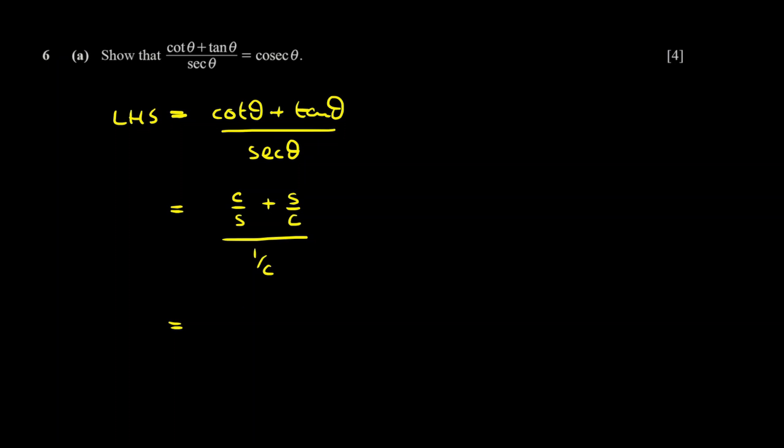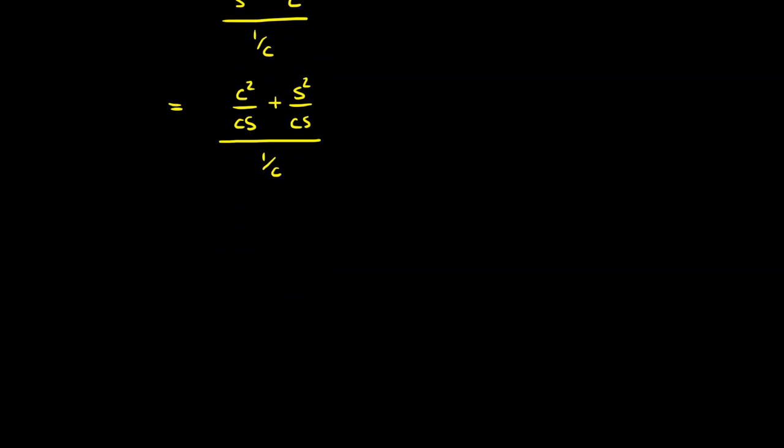And so for the first fraction, we've got to multiply top and bottom by c, so we get c squared upon cs. For the second fraction, we multiply top and bottom by s, so we get s squared upon cs, all divided through by 1 over c. And that means that on the numerator, what we end up with is c squared plus s squared over cs, all divided through by 1 upon c.